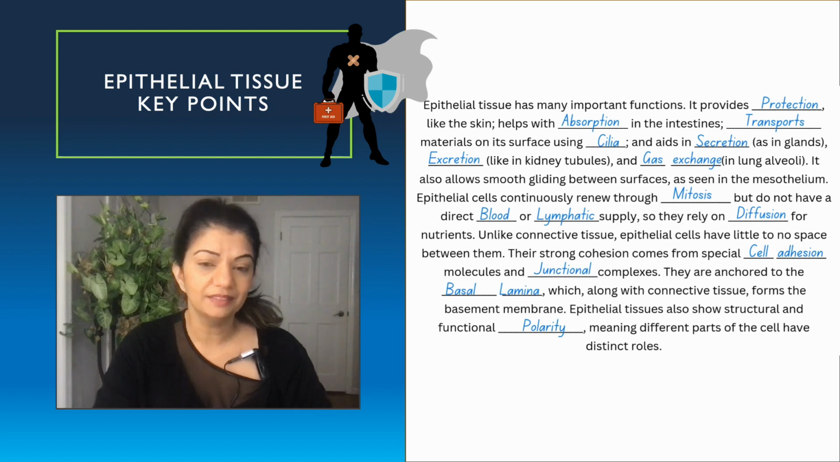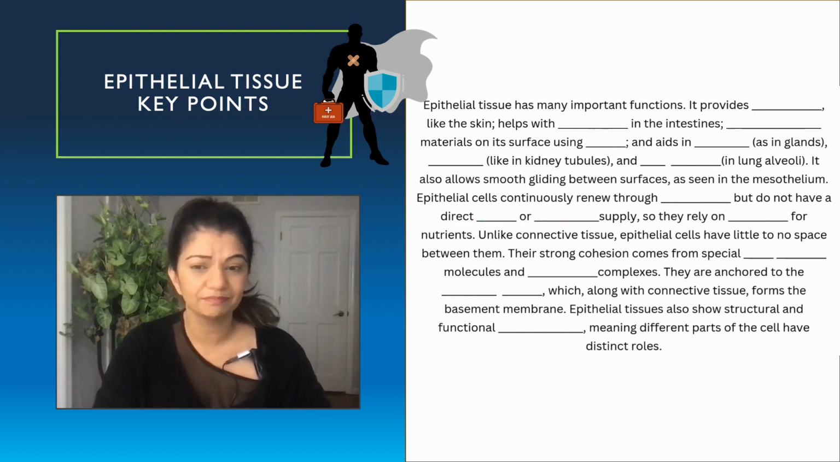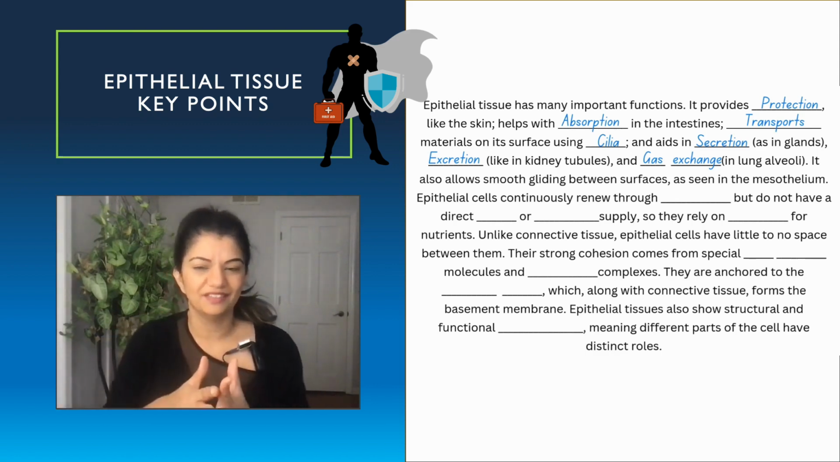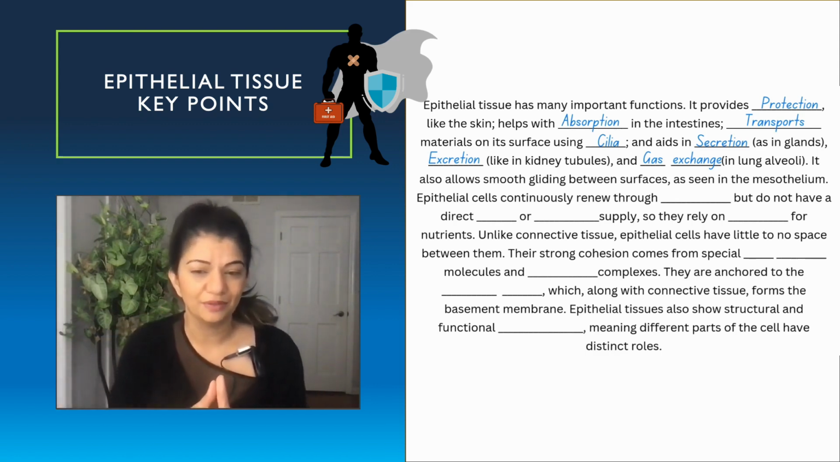First of all, epithelial tissue has many important functions. It provides, and you probably know this, protection in the skin, helps with absorption. It also helps with transportation and uses cilia to do that, aids in secretion and excretion, like in the kidney tubules, and gas exchange, like in the lungs or alveoli. Now, it allows for smooth gliding between surfaces as seen in the mesothelium.